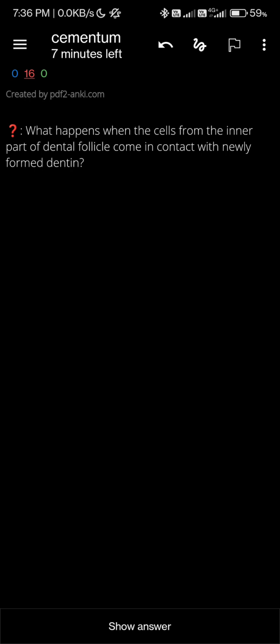What happens when the cells from the inner part of the dental follicle come in contact with the newly formed dentin?